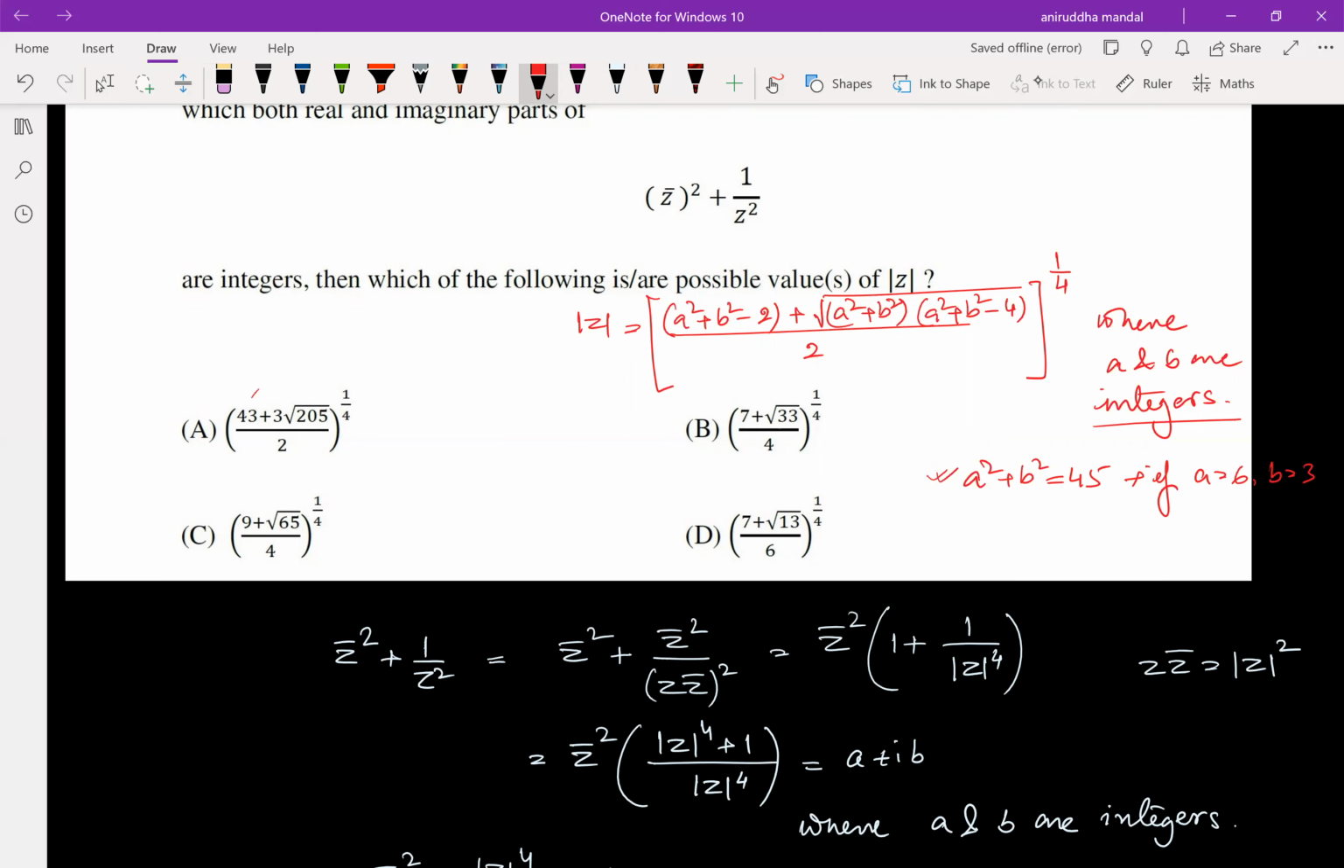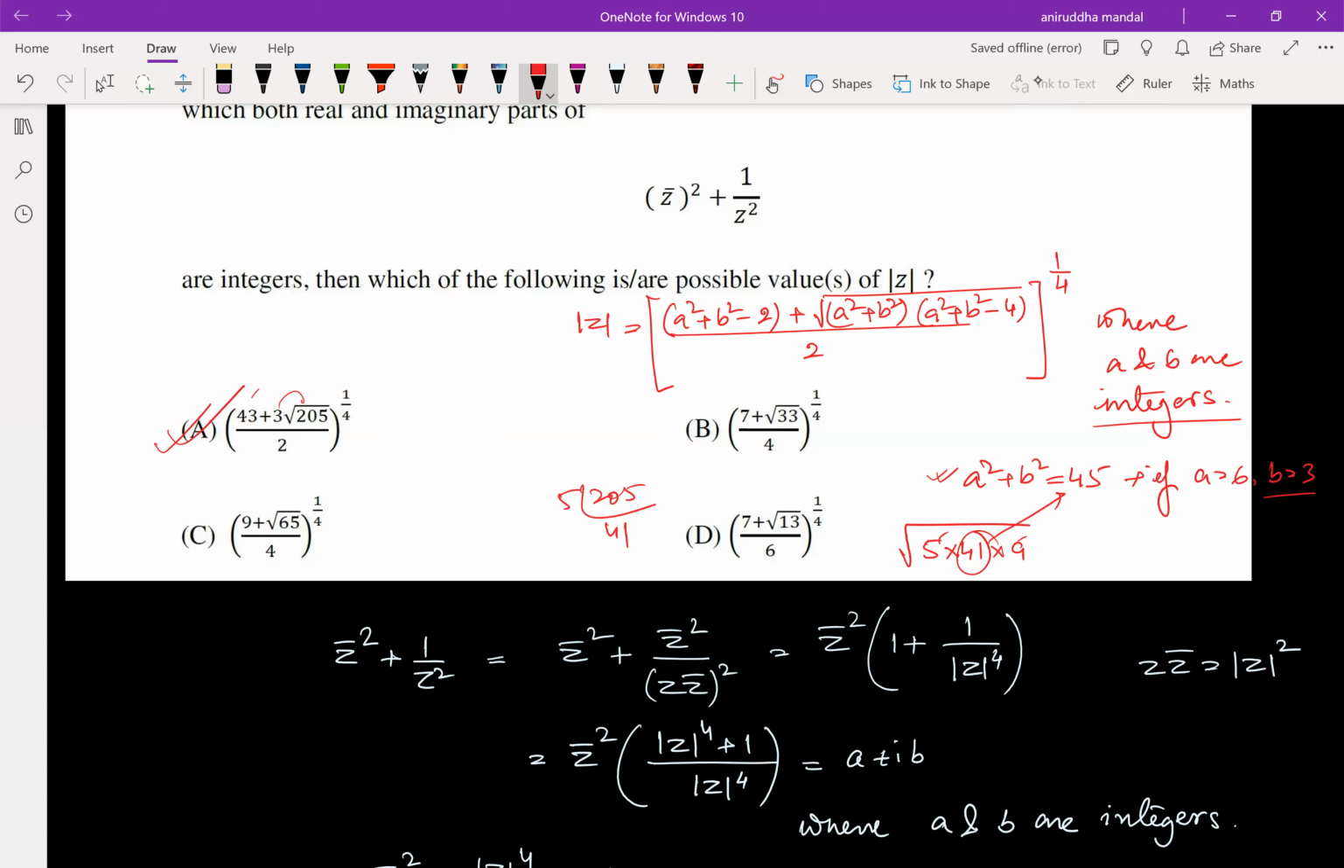Now check this, put this inside, so we can write this as, say, 205. So 205 means 5 into 41, and take 3 inside, so 3 means 9. Now 41, a square plus b square, and a square plus b square minus 4. So this is a square plus b square minus 4. Okay, 41, and a square plus b square is 45. You see, so this is correct.